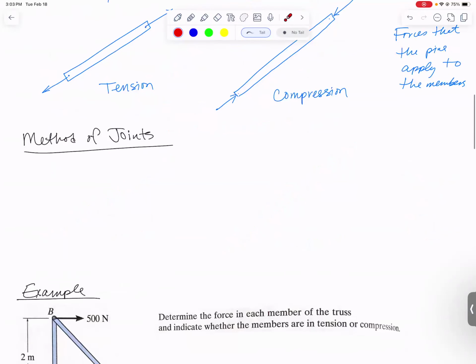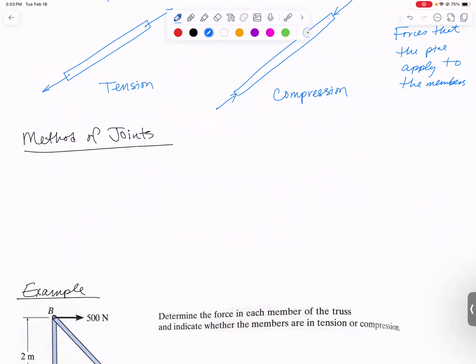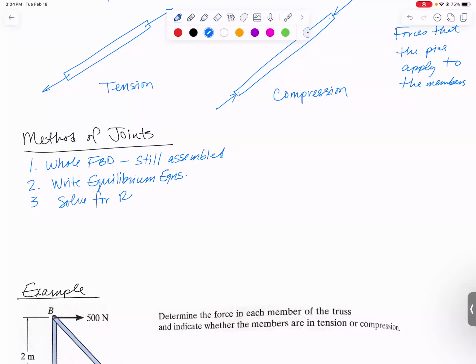Okay, so here's our overall solution technique. We are going to start every one of these truss problems by drawing a whole free body diagram of the entire truss still assembled. Once we have that free body diagram drawn, we are going to write equilibrium equations. And we are going to third use those equilibrium equations to solve for all of the reaction forces, or as many of them as we can. Very important. These three steps you already know how to do. We've been doing this for the last couple of weeks in class. We still need to do those steps when we're doing truss problems.